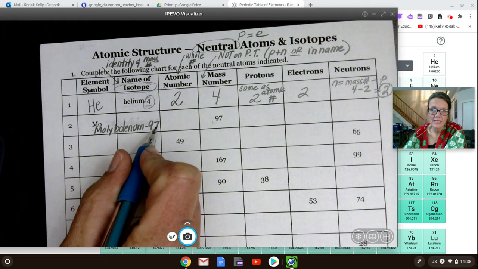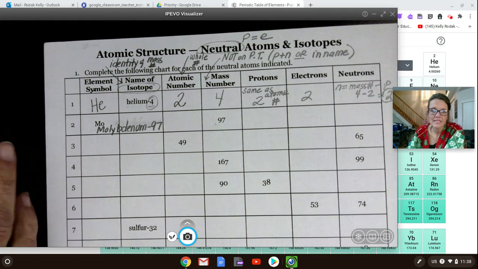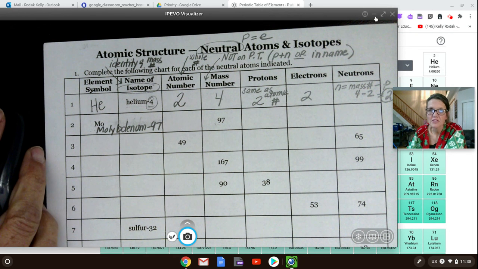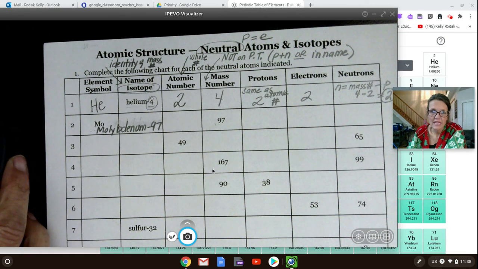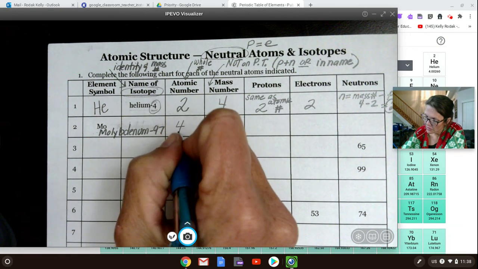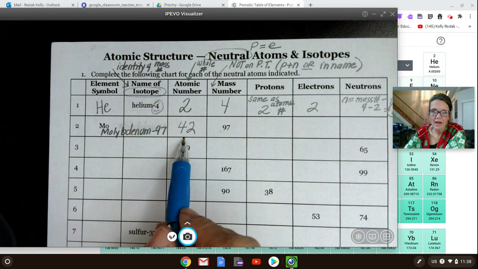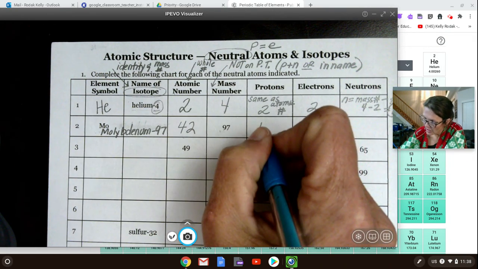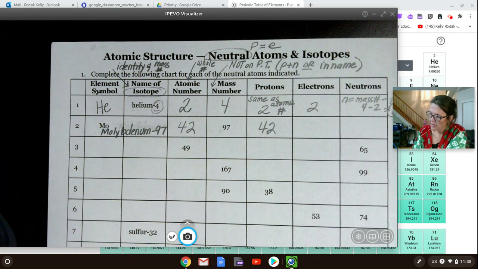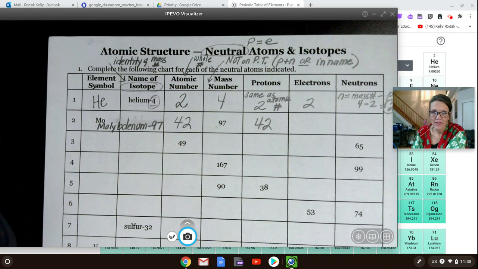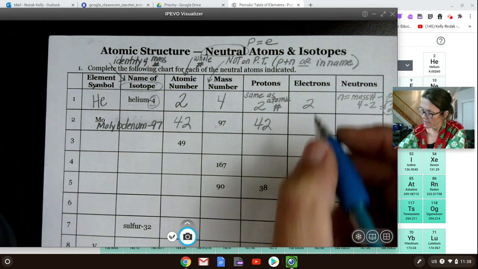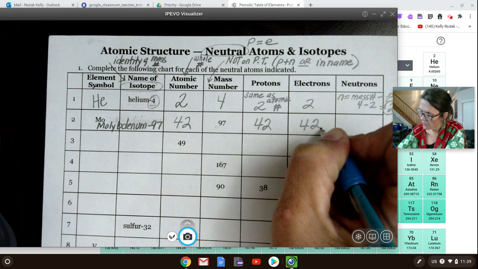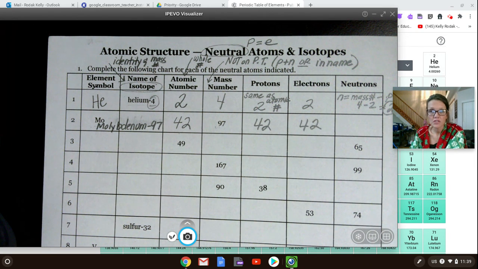So molybdenum 97. Next thing we want to know is the atomic number for molybdenum. So again, let's just check it out on the periodic table. It's that whole number that's up there on the top. So in this case, it's number 42. And remember that the atomic number is equal to the number of protons. Okay. And then remember that the protons is equal to the number of electrons because this is a neutral atom. So this is 42.